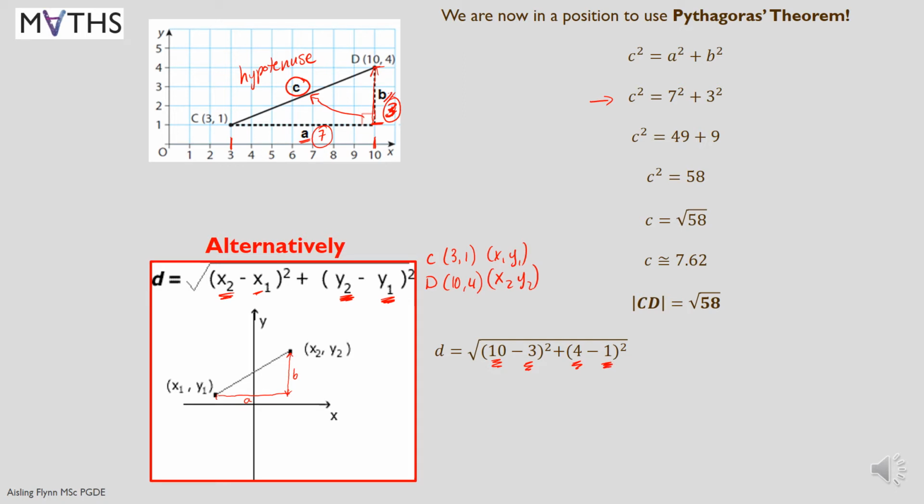Okay, so substituting, then we work out the inside of the brackets, and it starts to look almost just like above. We get 7 squared plus 3 squared, which is 49 plus 9, and we will get the square root of that afterwards. We get the square root of 58, which is the same. So depending on what question you have in front of you, if you're working on a graph, or if you just have coordinates and you want to get quickly to the answer, you could use the formula also.